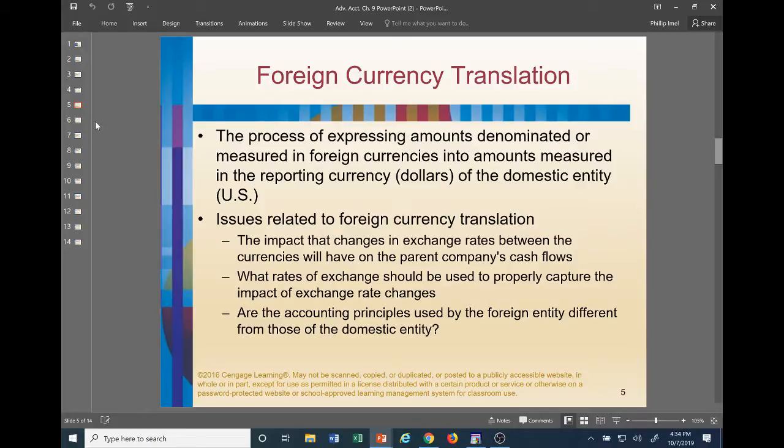Now, foreign currency translation. The magnitude of U.S. investment abroad has increased significantly in response to a more global economy, a reduction in trade barriers and the growth of international capital markets. Similarly, these same factors have encouraged an increase in foreign investment in the United States. So foreign currency translation is ultimately the process of expressing amounts denominated or measured in foreign currencies into amounts measured in the reporting currency of the domestic entity.